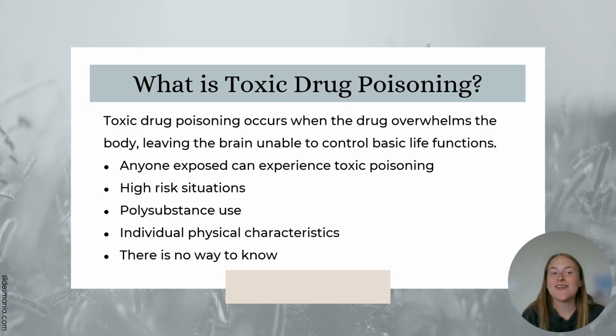What is toxic drug poisoning? Toxic drug poisoning occurs when the drug overwhelms the body, and this leaves the brain unable to control basic life functions such as breathing, heart rate, and temperature control. As discussed, anyone exposed to opioids can experience toxic drug poisoning. This includes emergency responders, long-time users, elderly people, and young people.